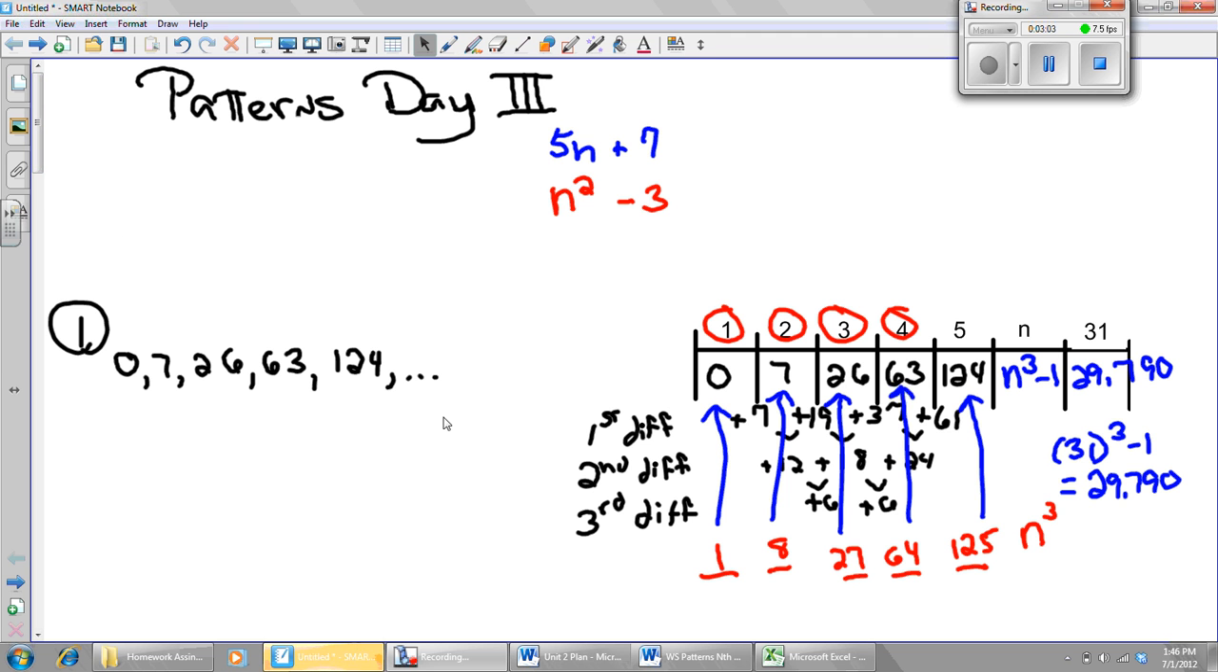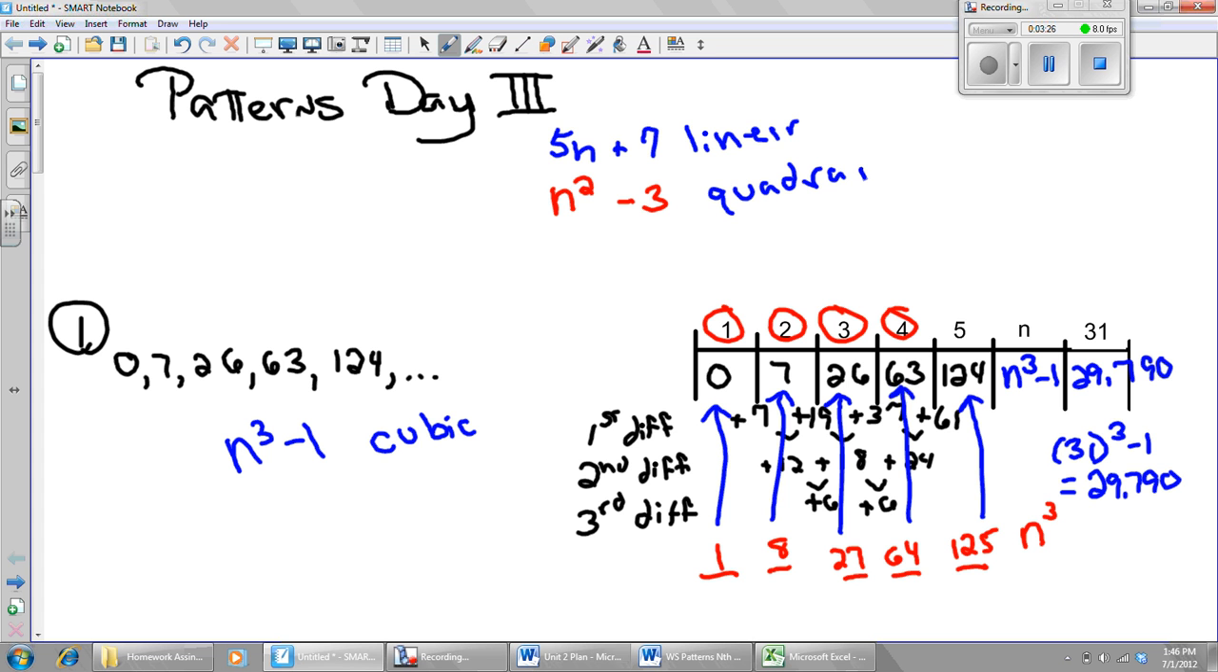So our nth term ended up being n³ - 1. We call that a cubic pattern, because the highest power is 3. So we have linear, we have quadratic, and then we have cubic.